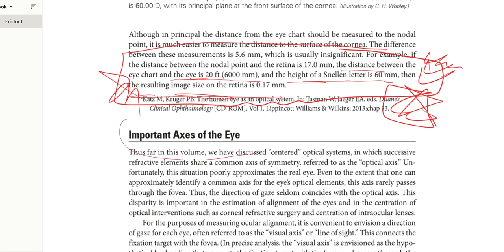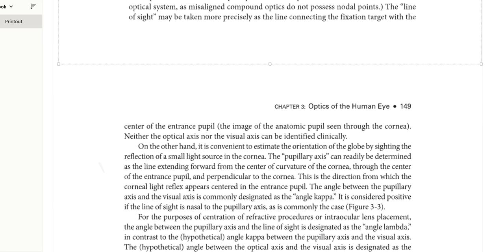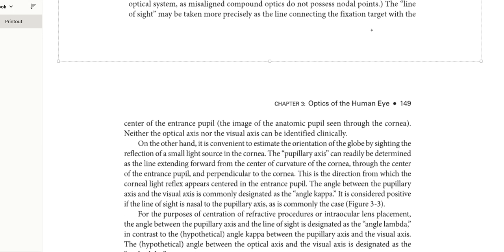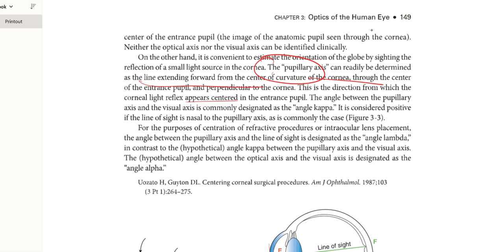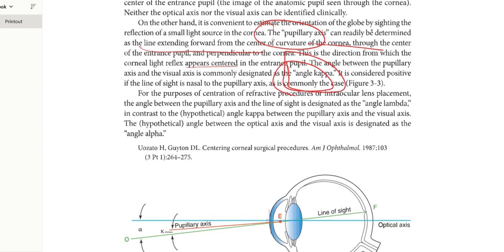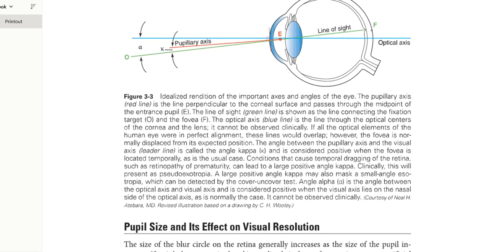Important axes of the eye: I have already mentioned that all the axes, visual axis, optic axis, are very important, and the pupillary axis is also important. But the most important thing here is the angle kappa. Angle kappa is very important. And what is written here below the line is very important.